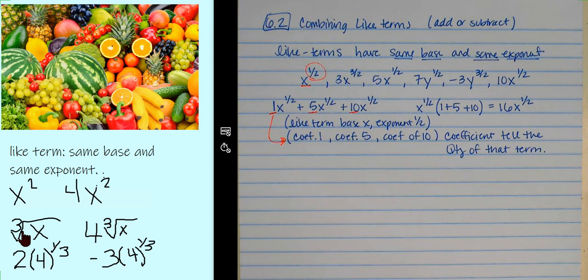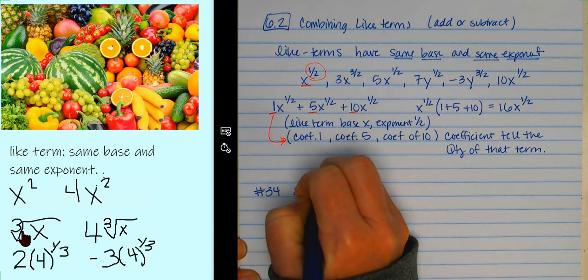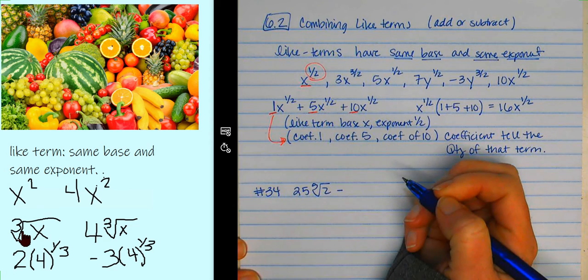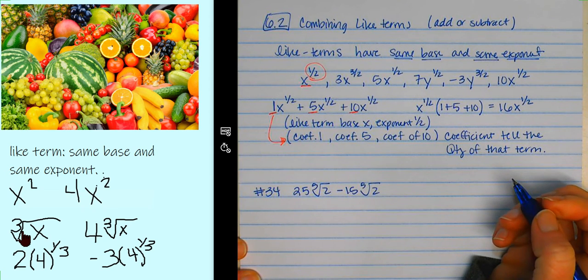It might seem like it's so easy, why is she going through this? But it also can be easily confused. So I just want to be very particular about it. So let's do example 34 from your book. This is on page 424. It says 25, the fifth root of 2 minus 15, the fifth root of 2.